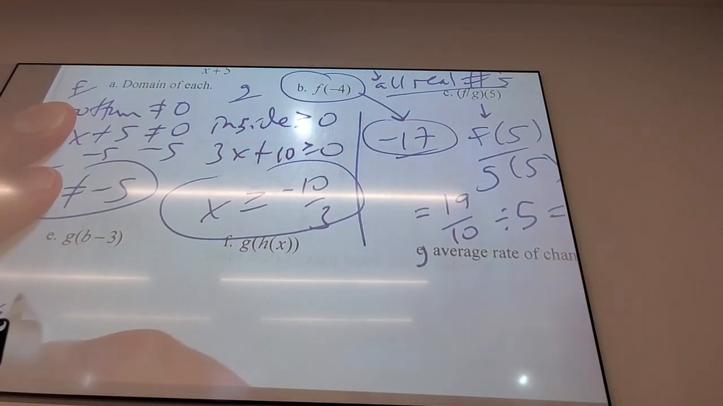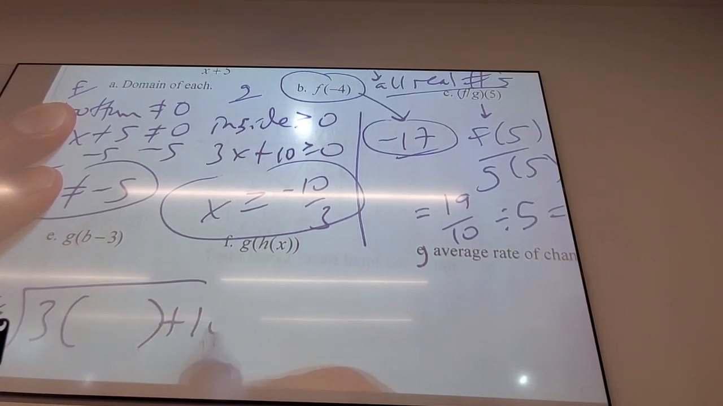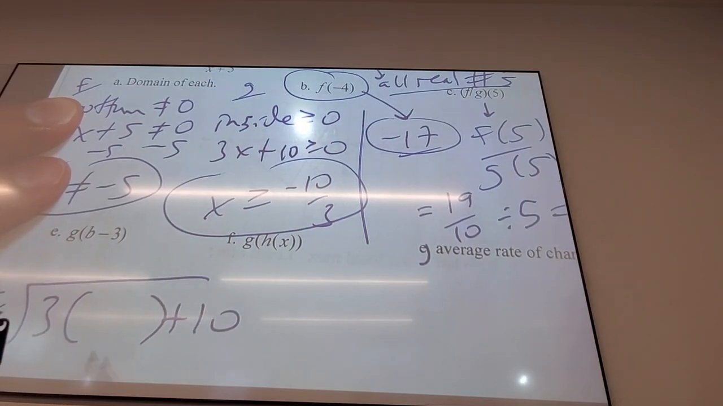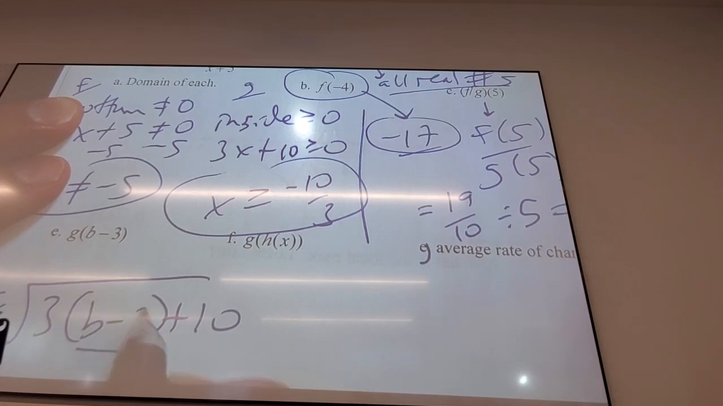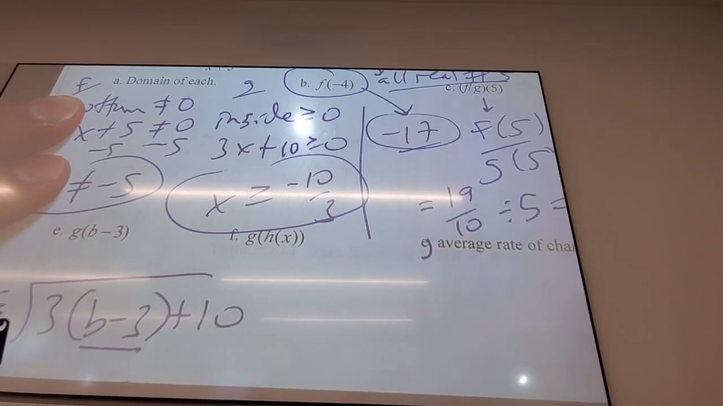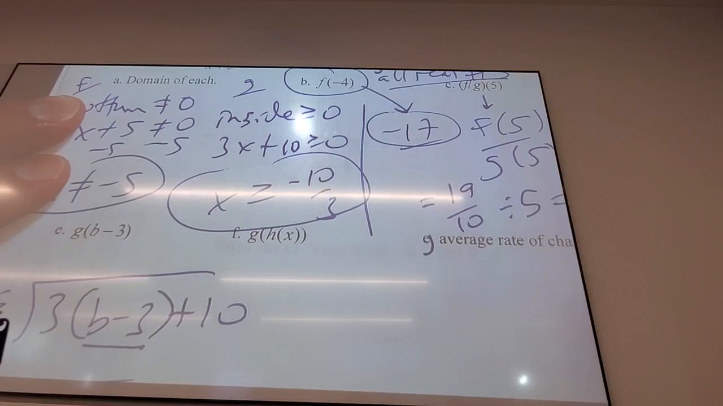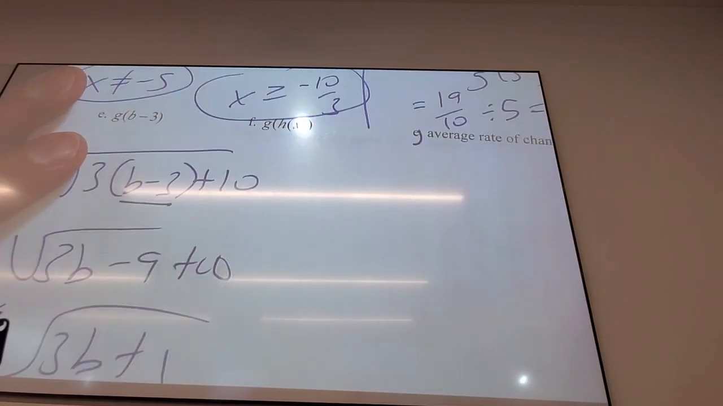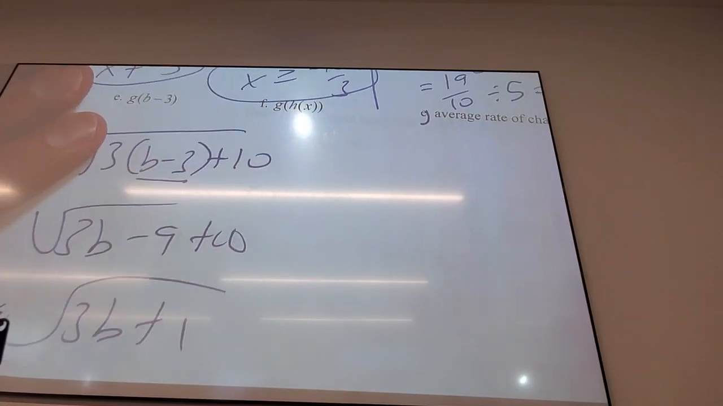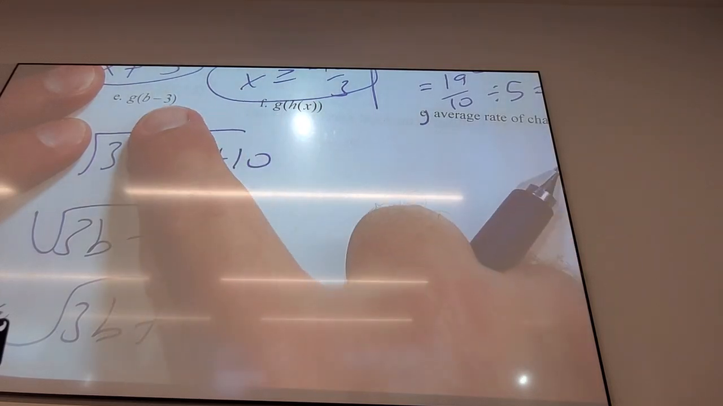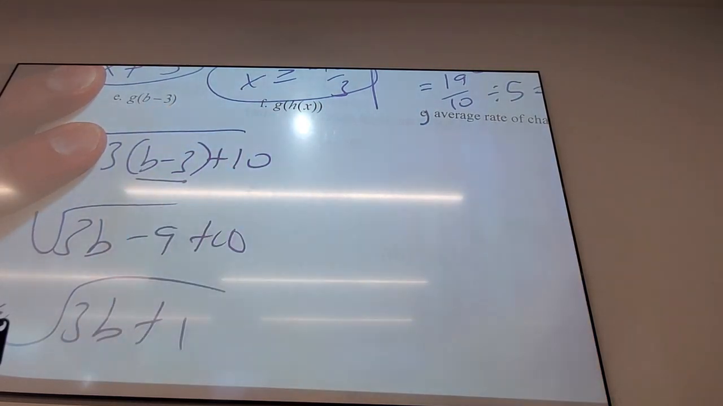So if I rewrite it, square root of 3 times stuff plus 10. That's what g does, yeah? And what's the stuff? b minus 3. So I get square root of 3b minus 9 plus 10. So I get the square root of 3b plus 1. Sorry, I can simplify the inside. So whatever is inside the function, I just replace x with it. That's all function notation means.